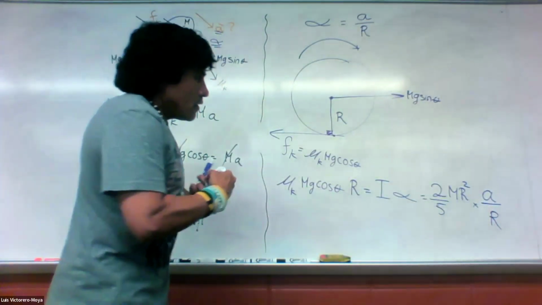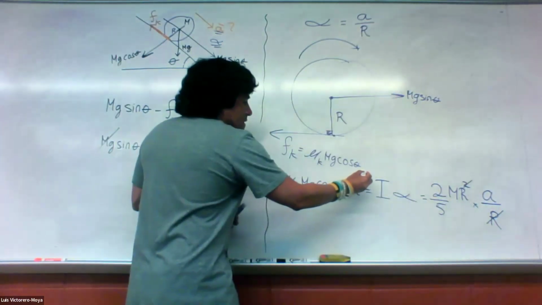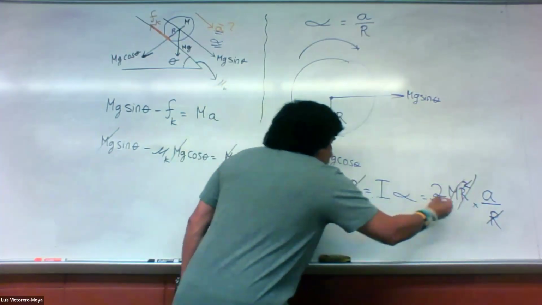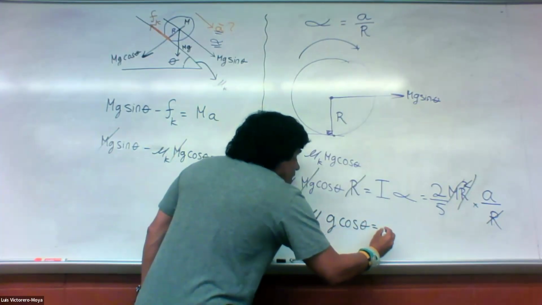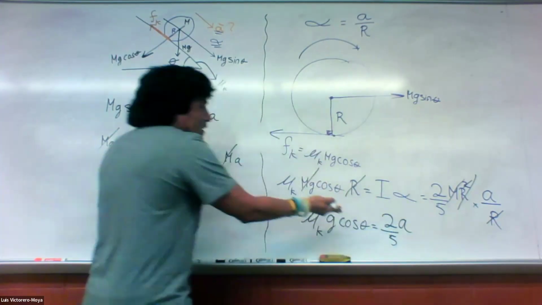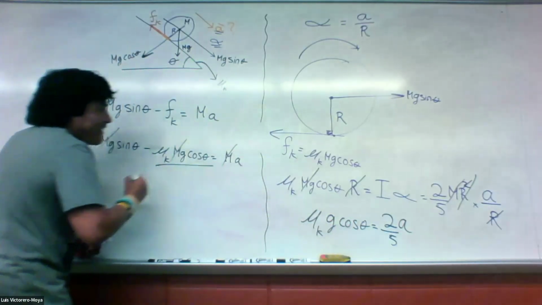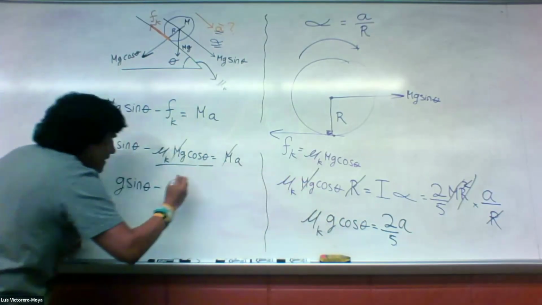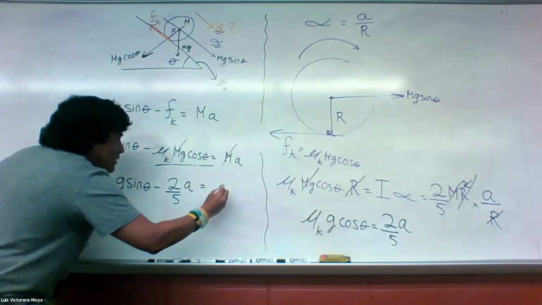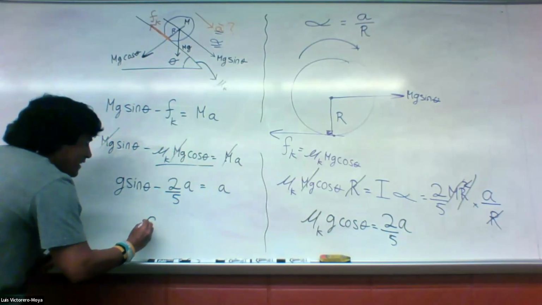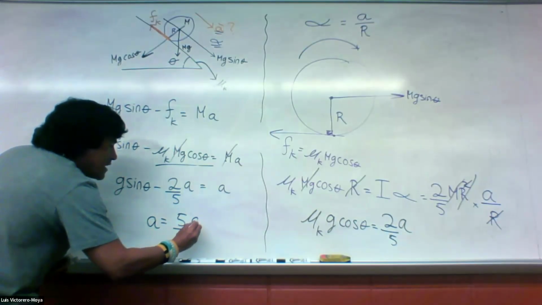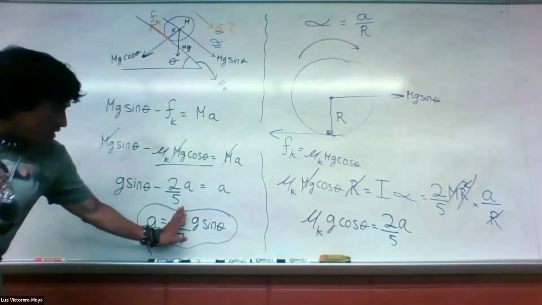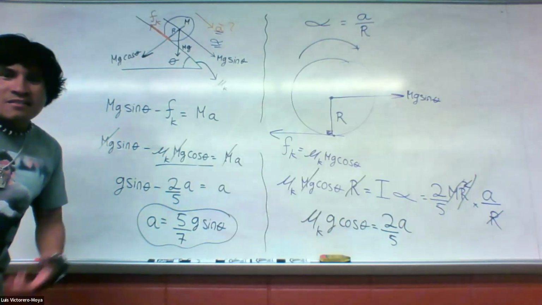And what happens is this. R cancels with one exponent, but this R cancels with this. So you have that mu k and the mass also. Mu k g cosine theta equals 2/5 of the acceleration. And that's what you want, because this expression is here. So g sine theta minus this, which is that, 2/5 of the acceleration is equal to the acceleration. That goes to the other side. So you're going to get the acceleration equals 5/7 g sine theta. If you ignore friction, it's just g sine theta. With friction, less acceleration. There you go.